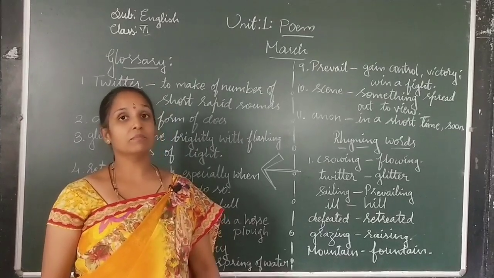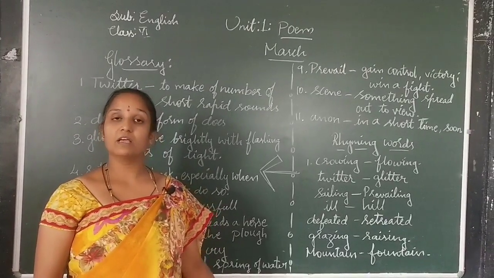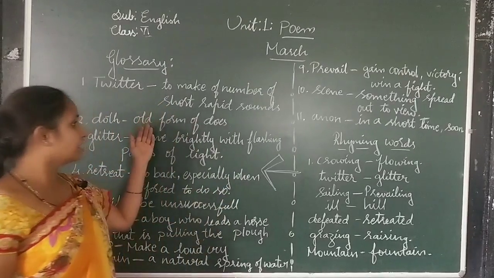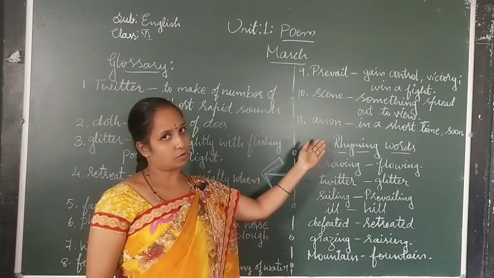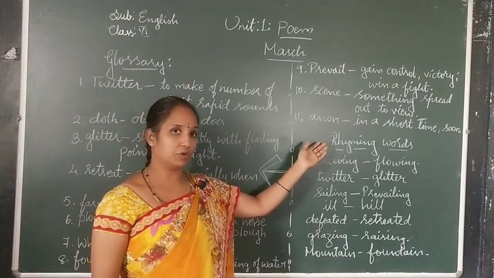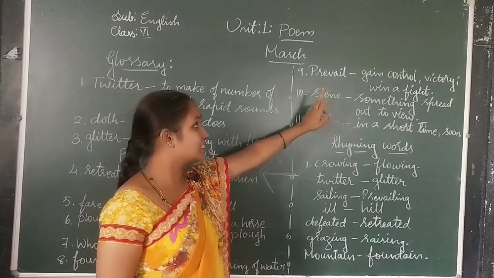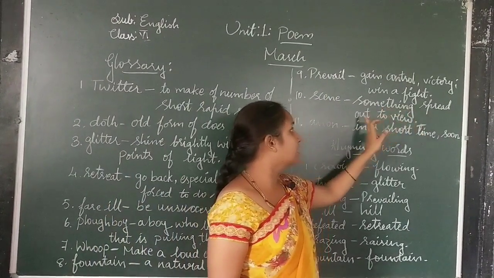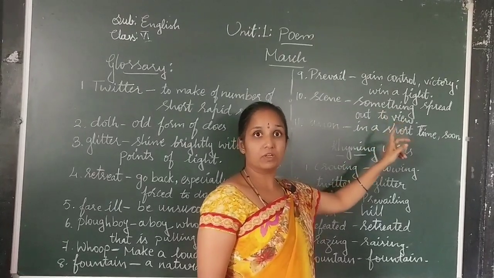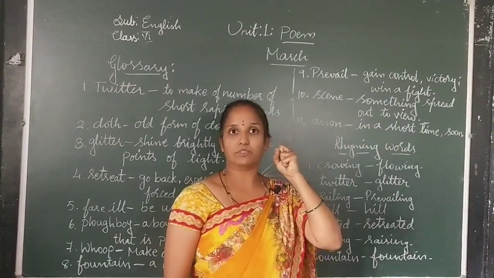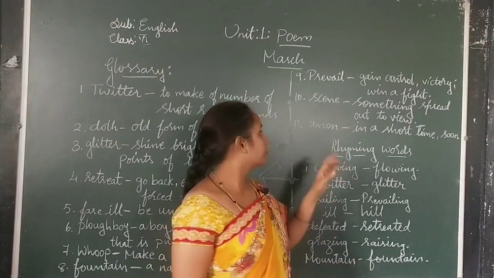This is the poem March, which is written by William Wordsworth. In this poem, we have 11 meanings. Almost all the meanings I have told here, except only one, that is seen. Seen means something spread out of view. It means whatever we see, everything has been captured in our view.